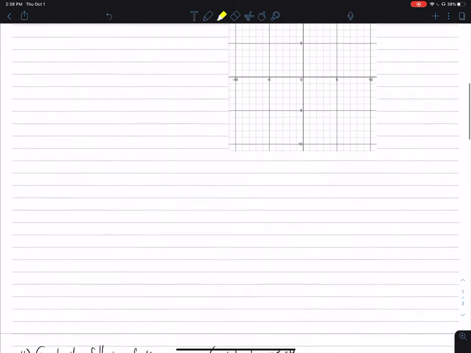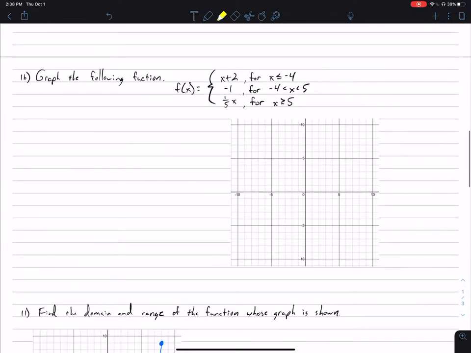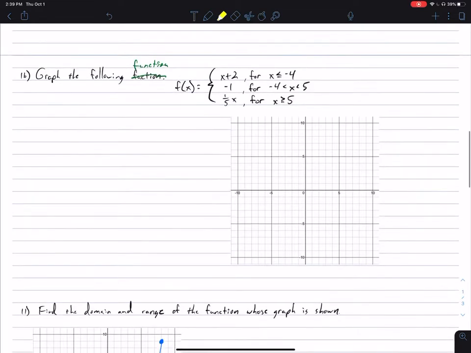We're going to skip number 13 and jump to number 16. So we're looking to graph the following function. Oh, that should say function. And they give us 3 different pieces this time. So what I want to do is graph them as best I can on this graph here, and I'm going to do them in parts.